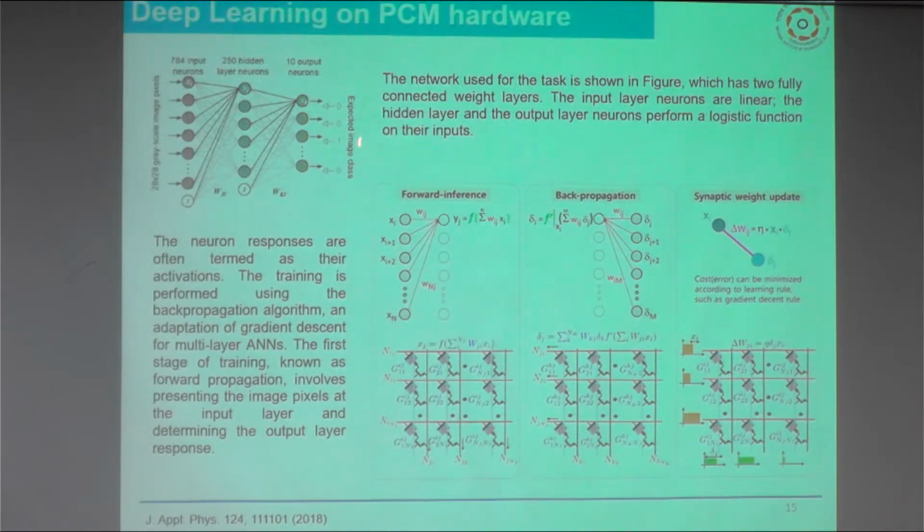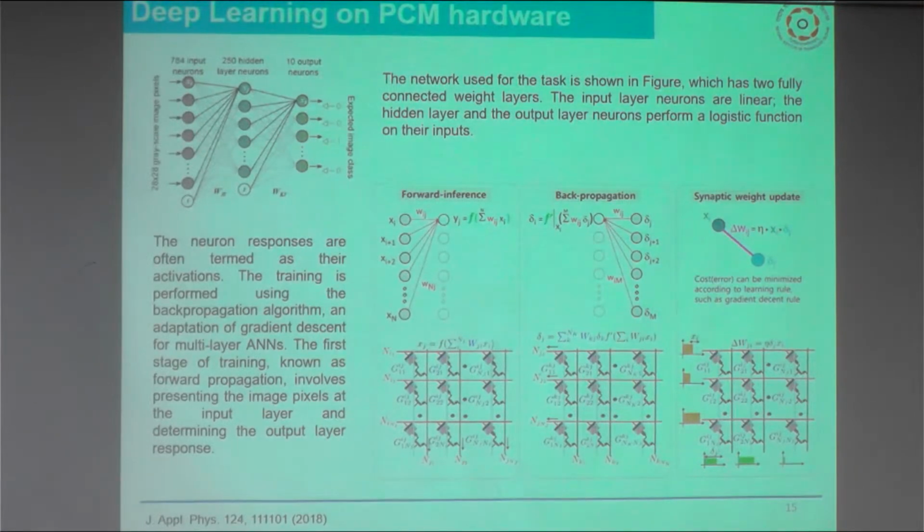These devices you can use for some deep learning applications also, where PCM hardware can be enabled in that direction. As you can see here, there are 784 input neurons, then hidden layers, and then the output neurons. Here is the expected image class, and here are some images, so you can decide what it is. So this is a kind of deep learning.